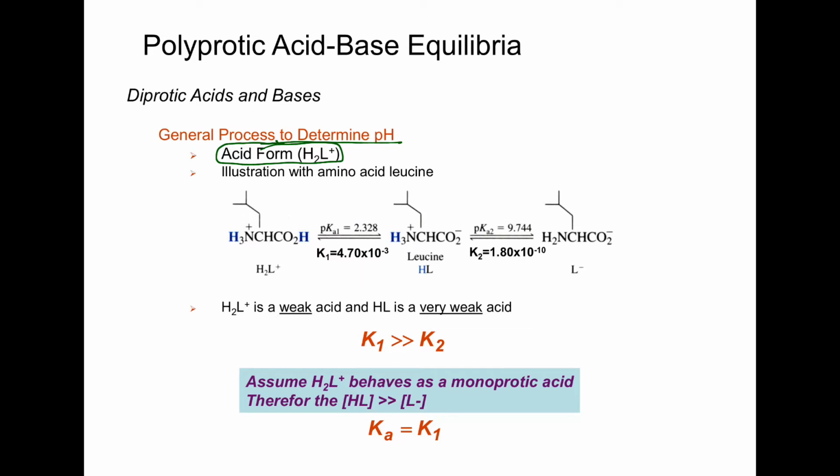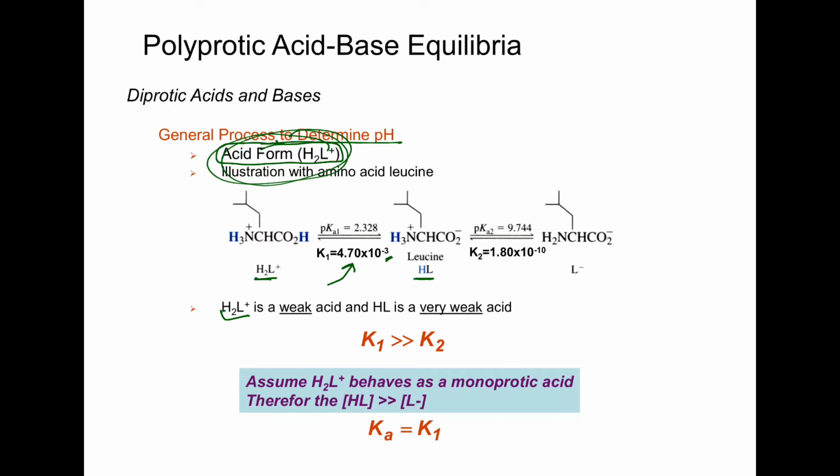Right. So if we're talking about the acidic form that's mostly protonated, the H2L, it's a weak acid. I can tell that from its Ka, right? It's not close to 1, that would be a strong acid. This is a weak acid. And if the H2L is a weak acid, it means that this one is an even weaker acid.